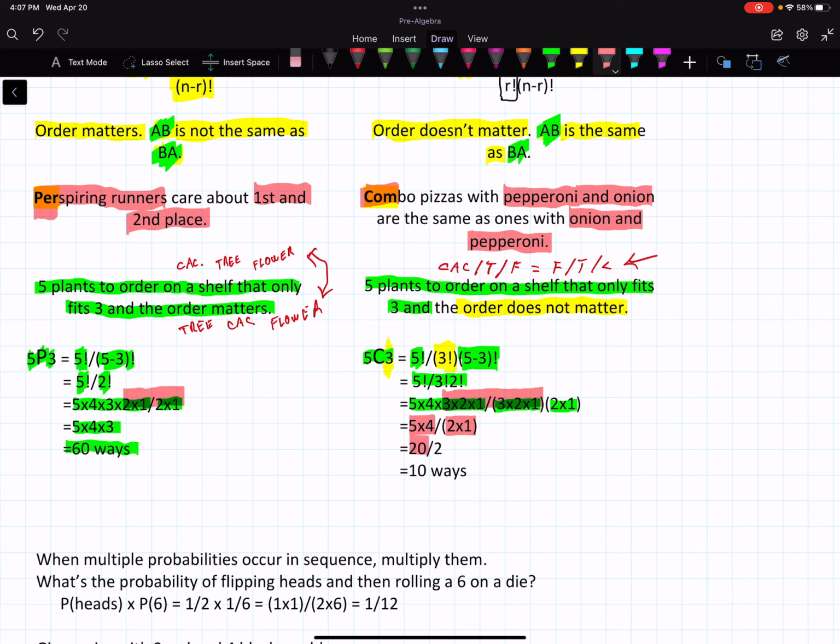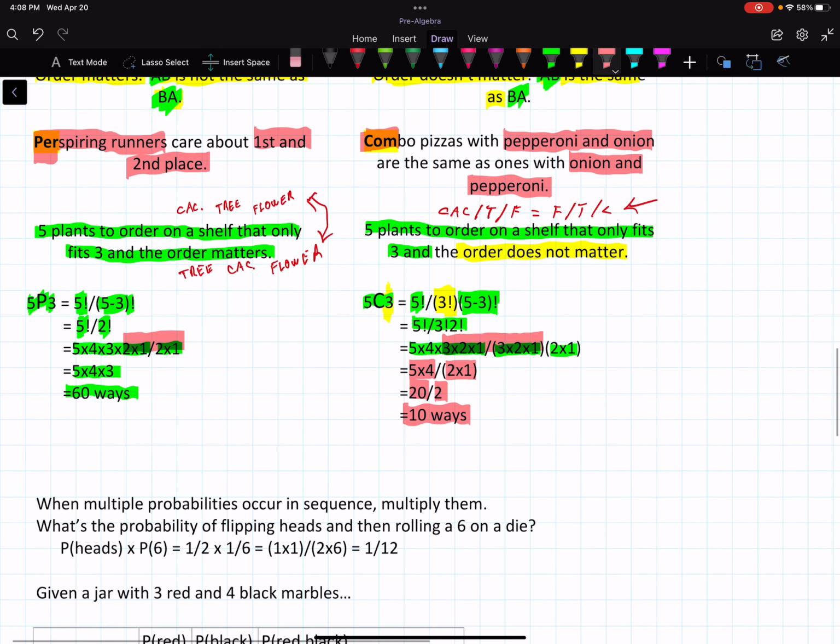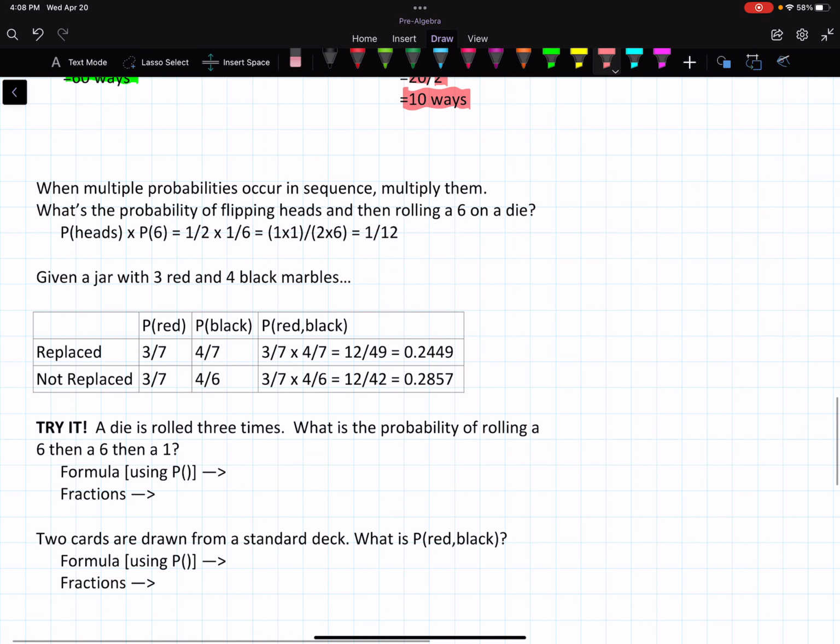5 times 4 is 20, divided by 2. And there are 10 ways to make combinations of my 5 plants and put 3 of them on the shelf. So that's the difference between a combination and a permutation. There will be at least 1 problem for each.